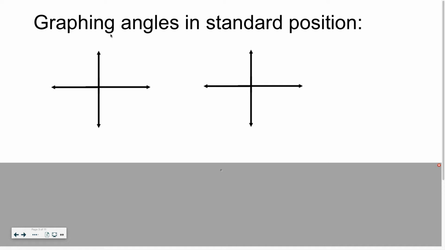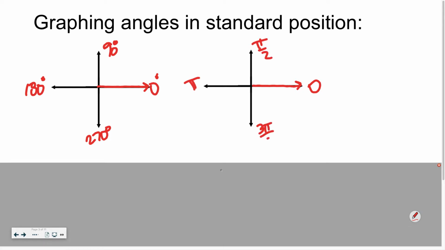When we graph an angle in standard position, if you recall, we are always going to begin here at the positive x-axis, and then we are going to rotate, which way? Counterclockwise. Okay, counterclockwise, always in math. We just talked about the angle measurements at the x and y axis, right? We have 0, 90, 180, 270, all the way to 360. If we're in radians, we have 0, pi over 2, pi, 3 pi over 2, all the way to 2 pi.